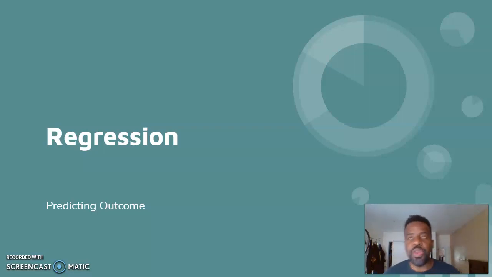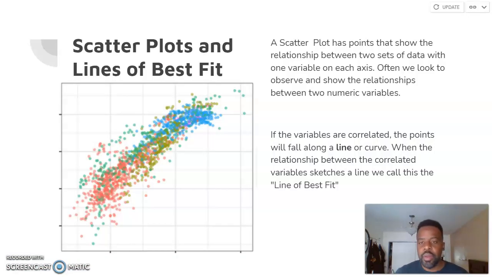And as we think about that, I think one thing I want us to be able to do now is look in terms of the concept of regression. In the mathematical context, regression deals with statistics. And what we want to think about is predicting outcomes. And so there's two places that we want to start with. A scatter plot points that show the relationship between two sets of data with one variable on each axis.